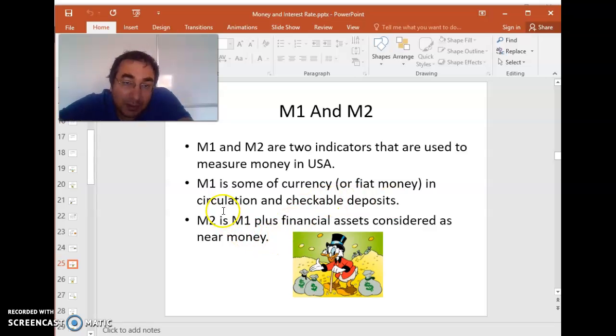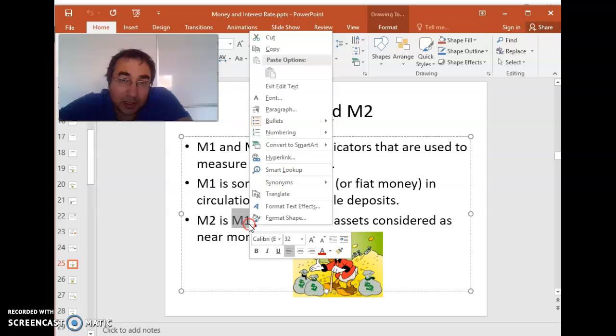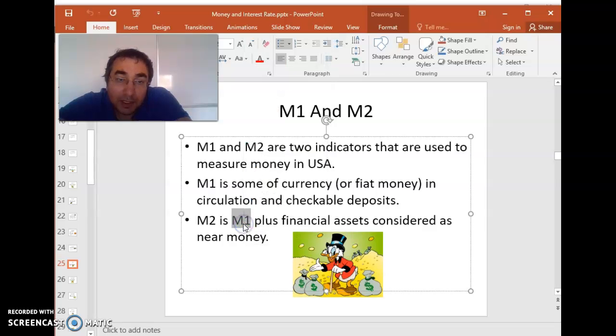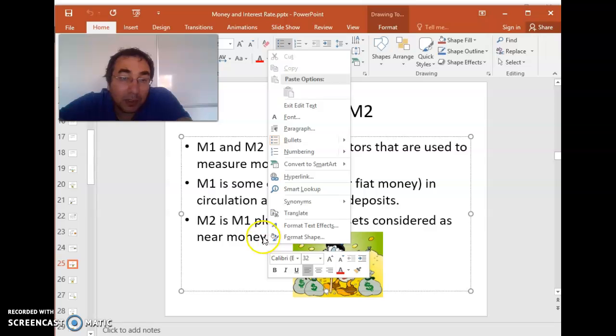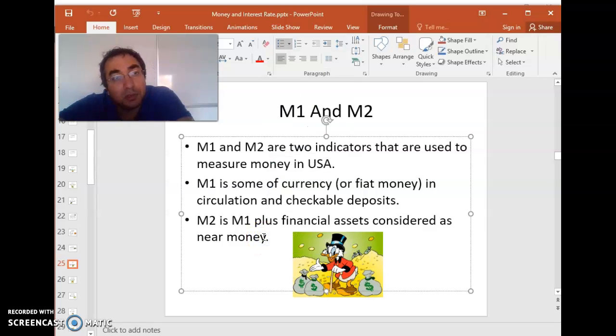So M2 is M1, everything that is part of M1, plus financial assets that are considered as near money. Time deposits are an example. Government bonds are also an example. I would not necessarily accept a government bond instead of money if I got a payment from someone. But at least a government bond is easily sellable in the market, so people can easily sell it and get money. So in some sense it might function like money, although it's not the perfect form of money, or stocks of money, basically.